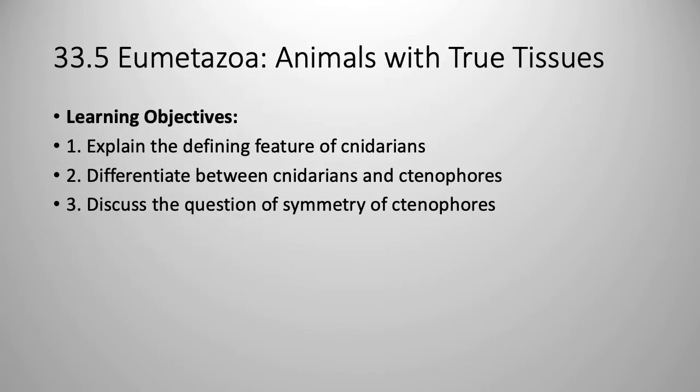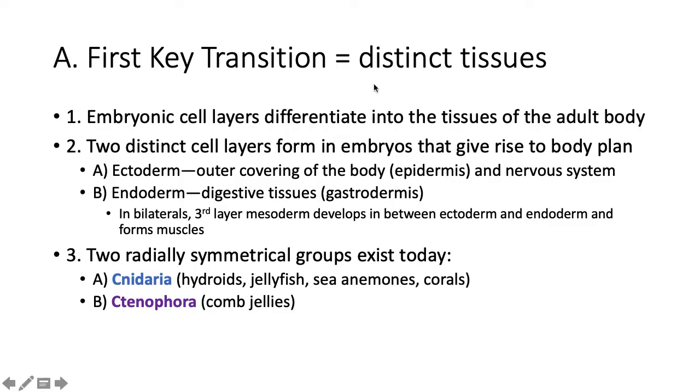All right, Eumetazoas, animals with true tissues. We're going to start off with cnidarians and then transition into ctenophores and then discuss the question of symmetry with those ctenophores. Are they bilateral organisms or radial organisms? I don't know.